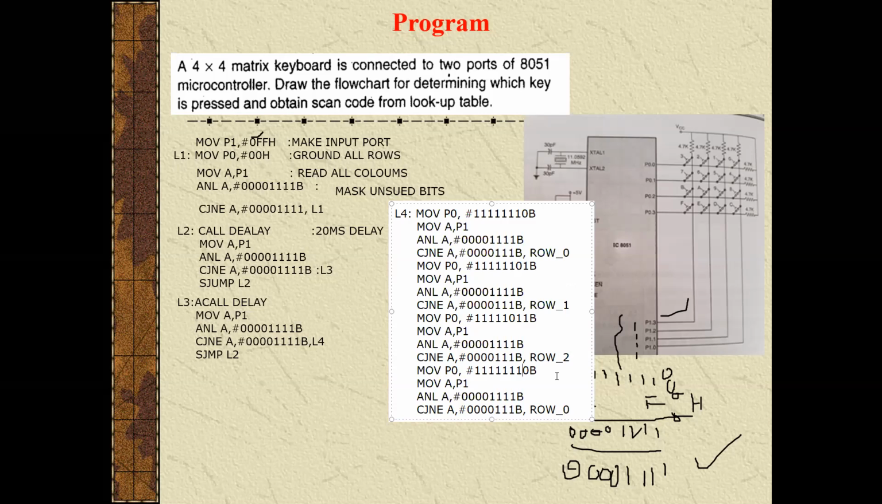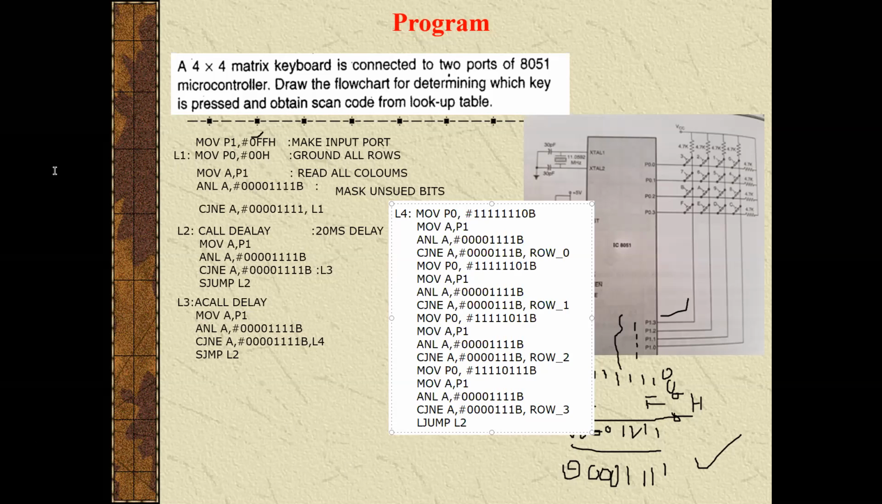Now it will check: this data will be loaded into port 0, making this row 0, and perform the same operation. If both the data are not equal, then it will jump to row 3, meaning some key is pressed. If still no key is detected, then a long jump, LJMP, will take place. To where? L2.